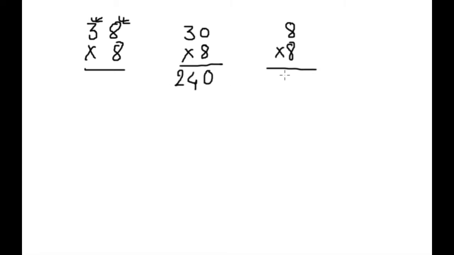24, 240 and this is 64. Right, here 240 and 64, this is 304. Let's see another example.